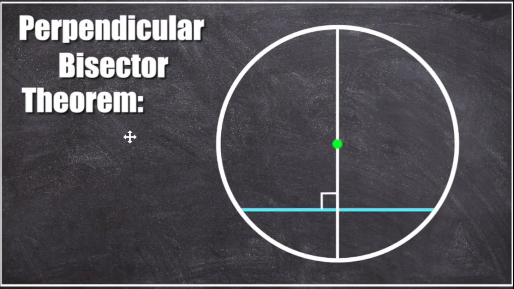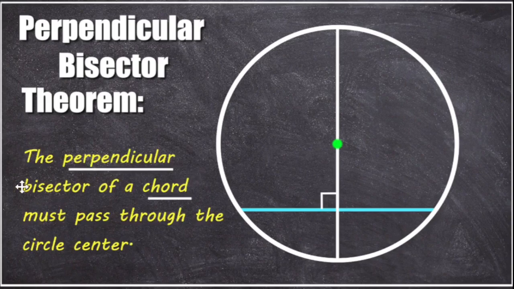So here's my second attempt at proving the perpendicular bisector theorem for circles. The theorem says that the perpendicular bisector of a chord must pass through the circle center. That's when you have a chord passing through the circle touching each end, and you draw a line that's perpendicular to the chord and that divides the chord into two equal parts. That's why the line is called the perpendicular bisector of the chord.